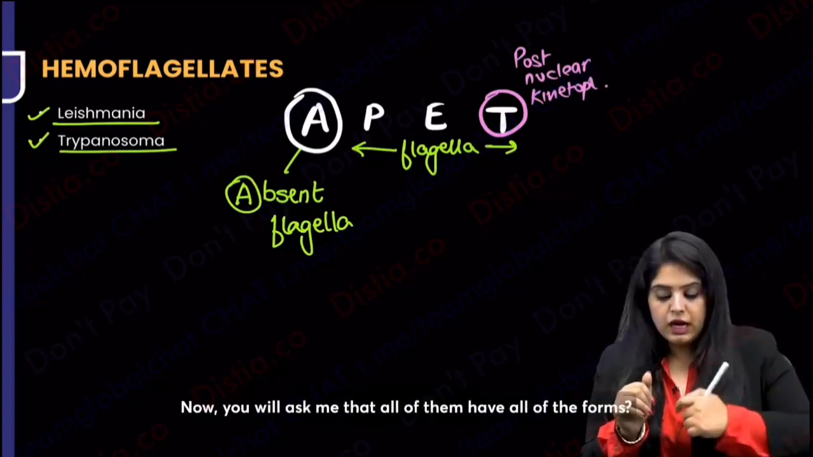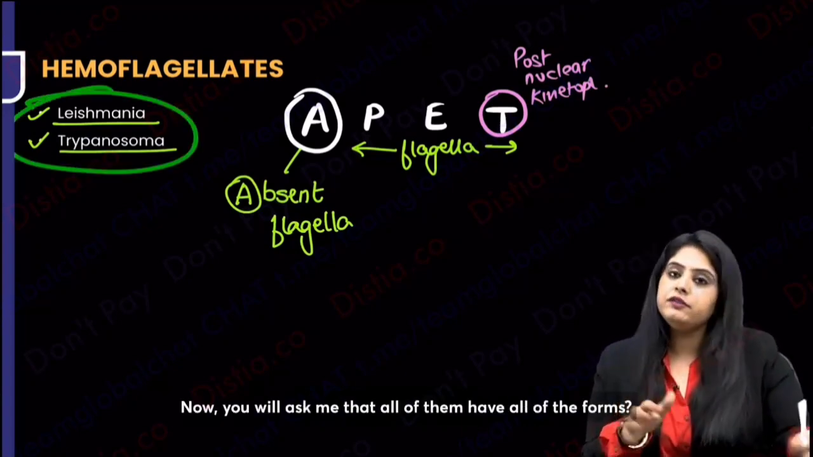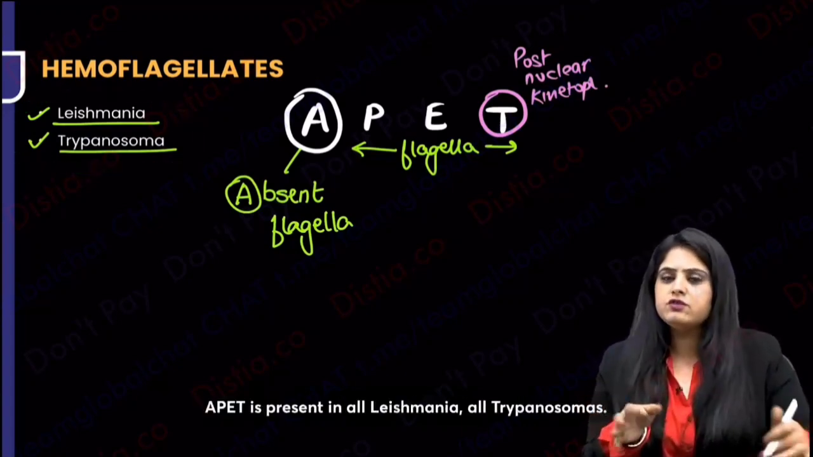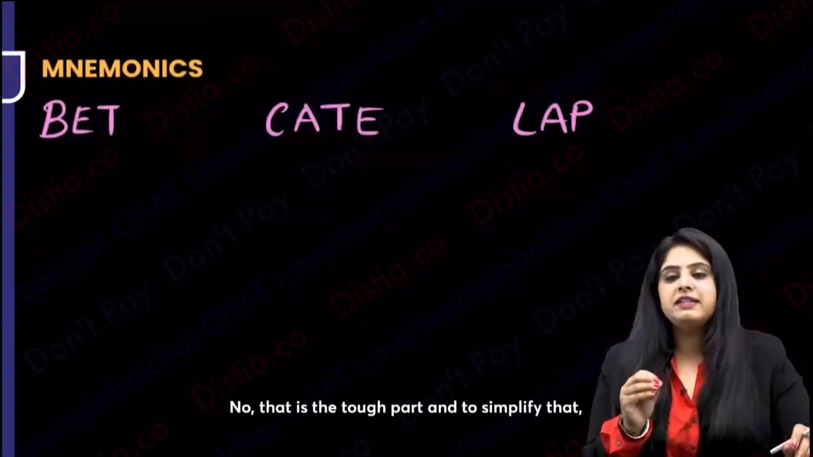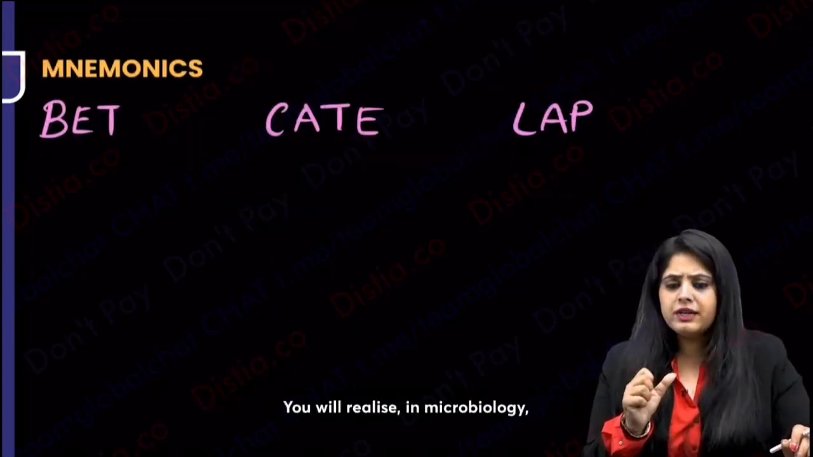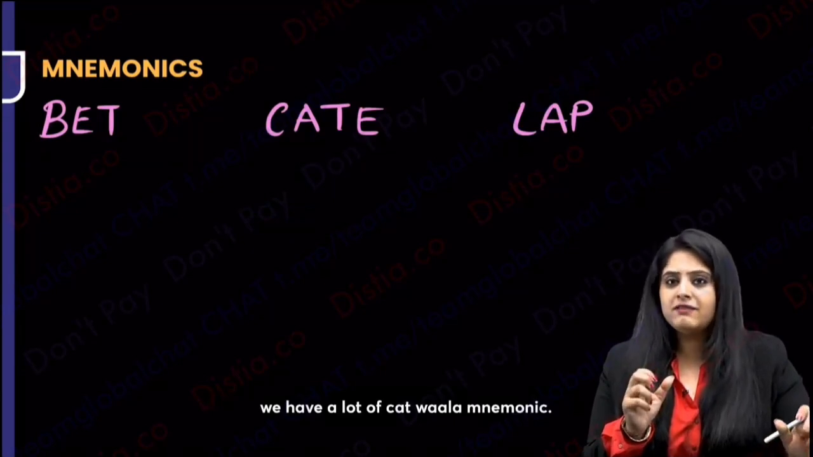Clear till now? Now you will ask me whether all of them have all of the forms. Apet is present in all leishmanias, all trypanosomas? No, that is the tough part. And to simplify that, I've given you a small mnemonic. You will realize in microbiology, we have a lot of cat mnemonics. This is just another cat mnemonic.